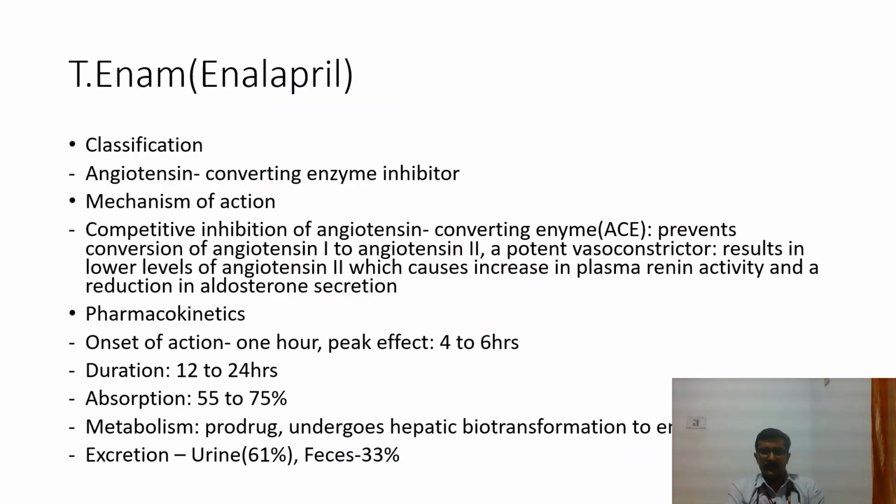So next we can discuss enalapril. Enalapril, as you all know, is an angiotensin converting enzyme inhibitor. The mechanism of action is that it competitively inhibits the angiotensin converting enzyme, thereby preventing the conversion of angiotensin 1 to angiotensin 2. As you are all aware, angiotensin 2 is a potent vasoconstrictor. So by inhibiting the angiotensin converting enzyme, the conversion of angiotensin 1 to angiotensin 2 does not happen.